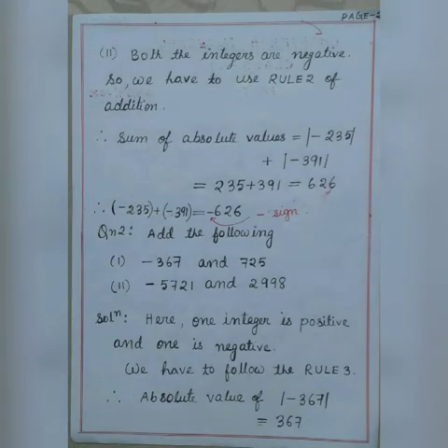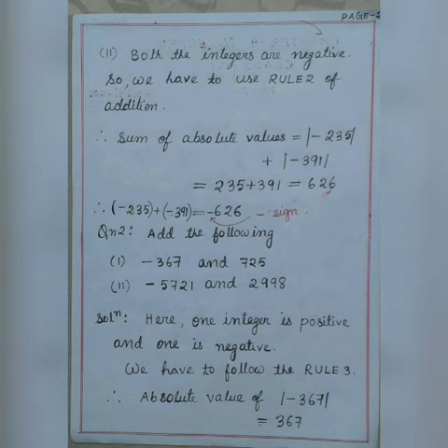Question number 2. Find the sum of minus 235 and minus 391. Here both the integers are negative, so we have to use rule 2 for addition. Sum of absolute values of minus 235 and minus 391 is 235 plus 391, which is equal to 626.